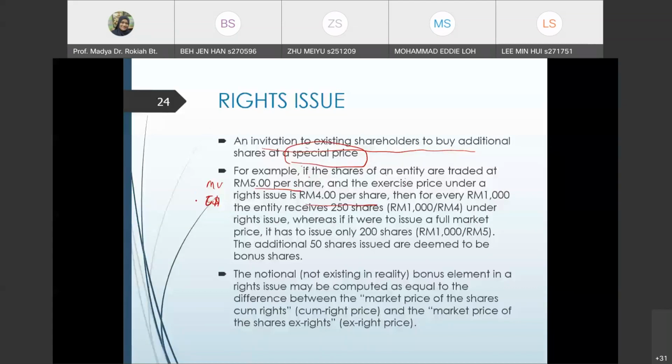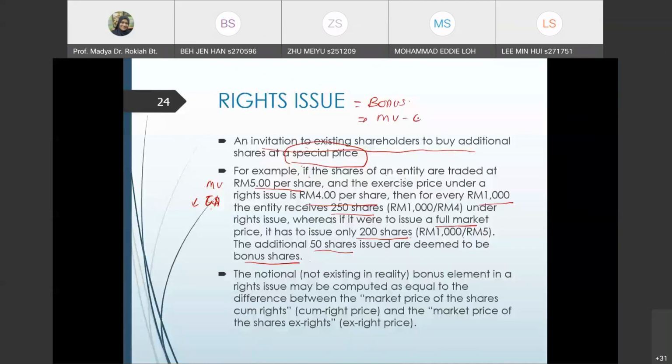So it means that for every 1,000, the entity is going to receive 250 shares under the rights issue. But if they issue at the full market price, they're going to issue 200 only, for 1,000 divided by 5. So the additional 50 shares issued are deemed to be bonus shares. So in the rights issue, there is an element of bonus here. We need to find the difference between the market value and the exercise price, in terms of number of shares.